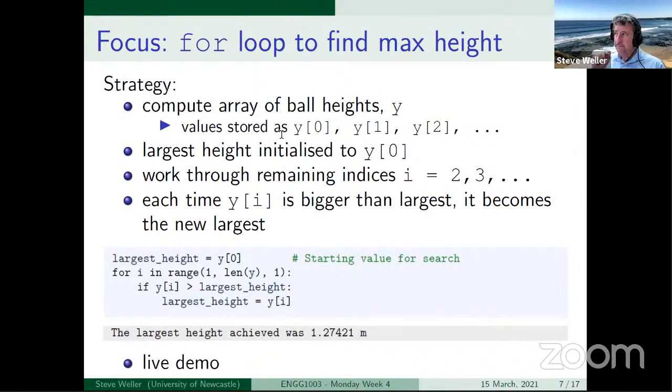The ball's on the ground. Y1 is the height of the ball after 1 millisecond. Y2 is the height of the ball after 2 milliseconds, and so on. I think we simulated it for 1,000 points, so we'll simulate the first second of the ball's arc.